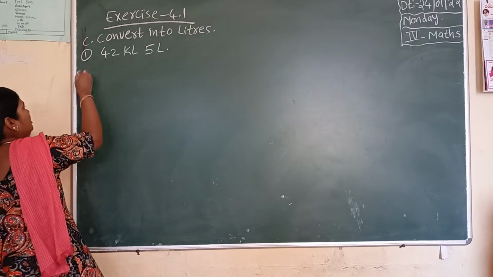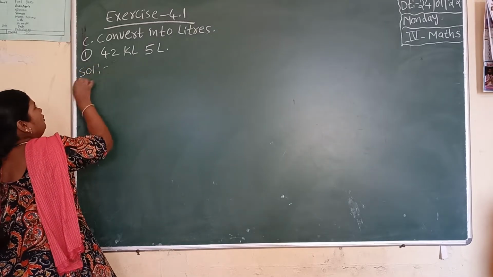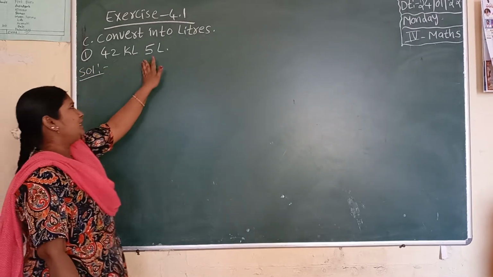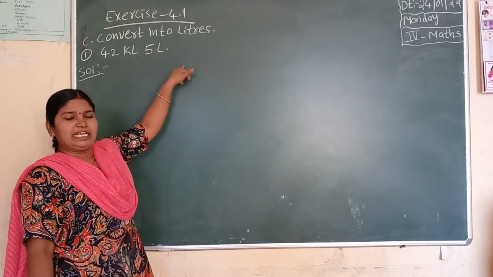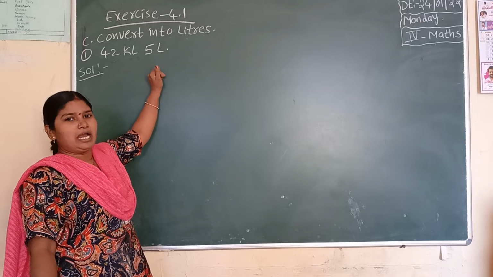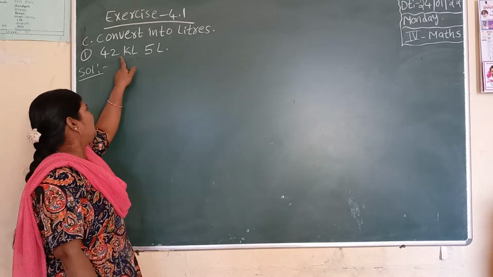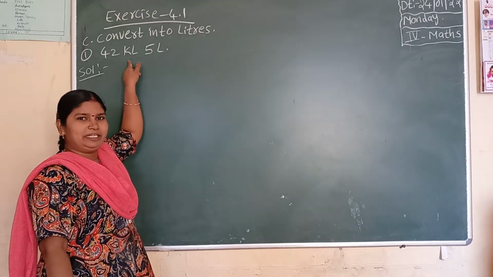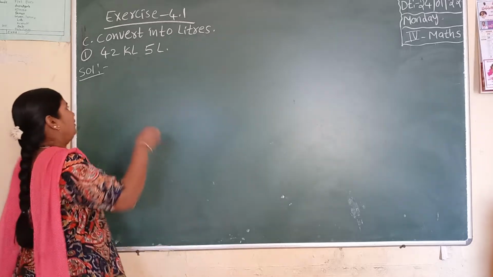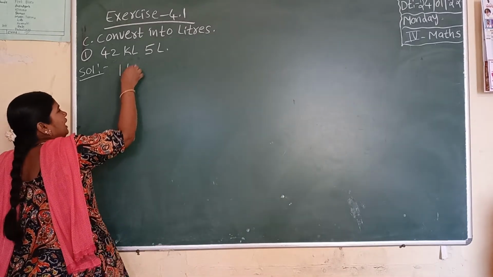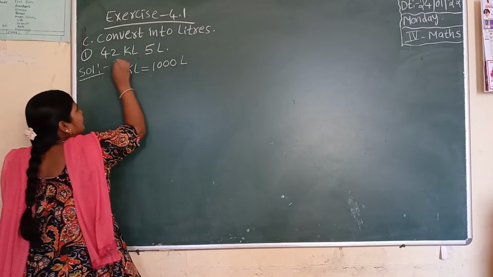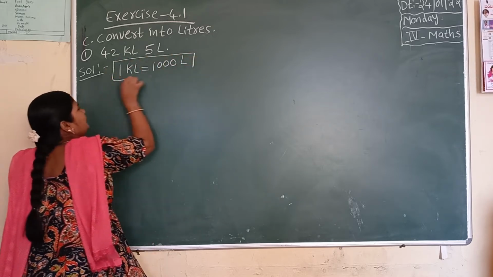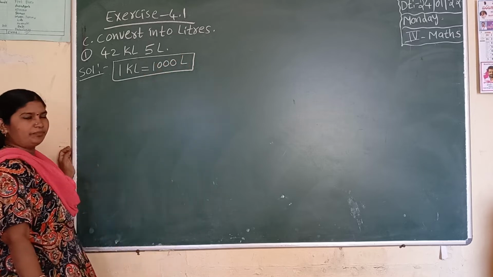Okay. First question, they have given 42 kiloliters and 5 liters. KL is nothing but kiloliters and L means liters. First you have to write down the formula. What is the formula between kiloliters and liters? 1 kiloliter equals 1000 liters. You have to use this formula.